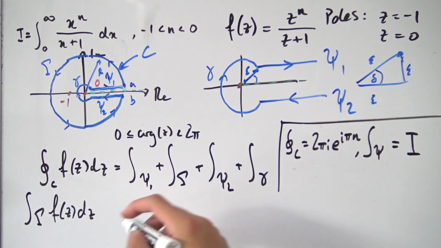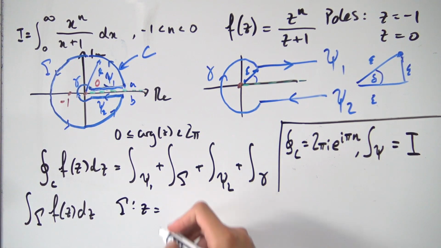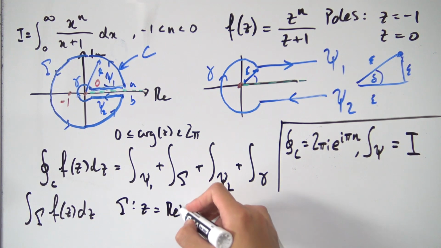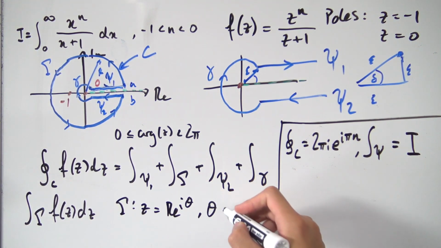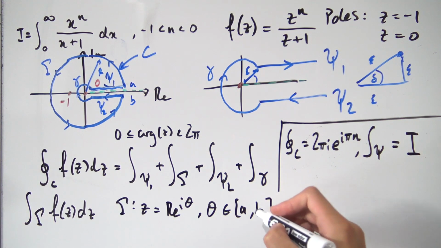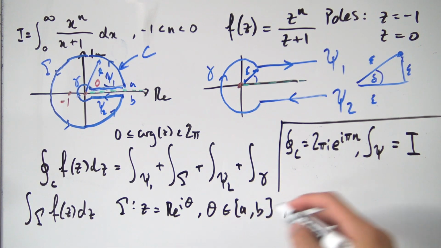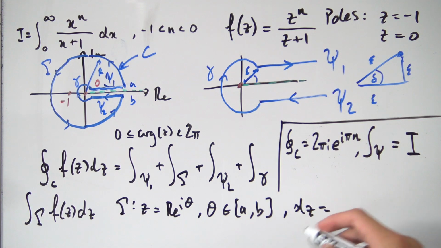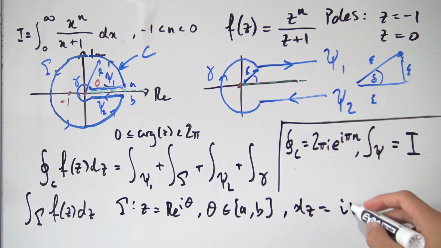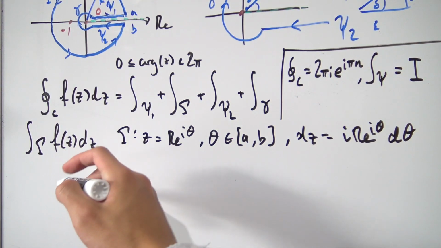So to parameterize our gamma right here, gamma is all the z's on R e to the I theta, where our theta is on the interval A to B, like so, where A to B are angles inside this domain for our argument right here. And we can differentiate both sides of this thing. So dz is equal to, this is just chain rule stuff, R e to the I theta d theta, like so. And we can plug all that information into our integral.